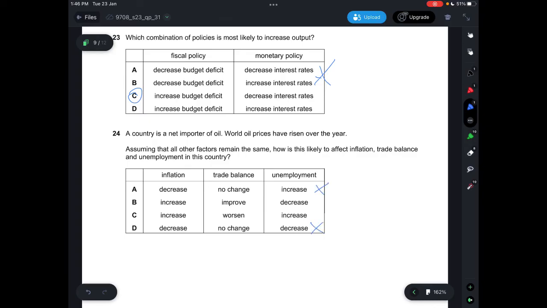Your trade balance will worsen because now you are purchasing more. Your balance of trade will now worsen because you end up having a higher outflow of money than an inflow of money. And then your unemployment will also increase because now you have less money to allocate to companies that may need the money to produce more. So answer will have to be C.